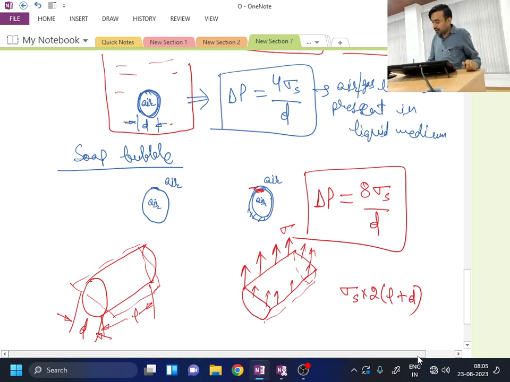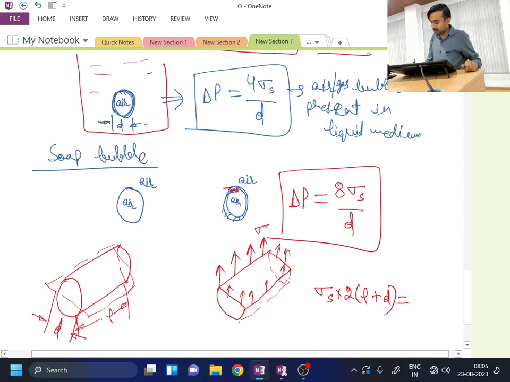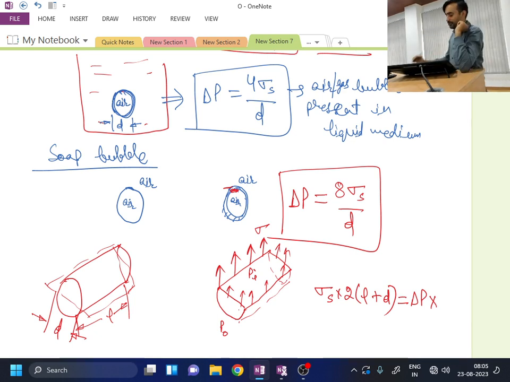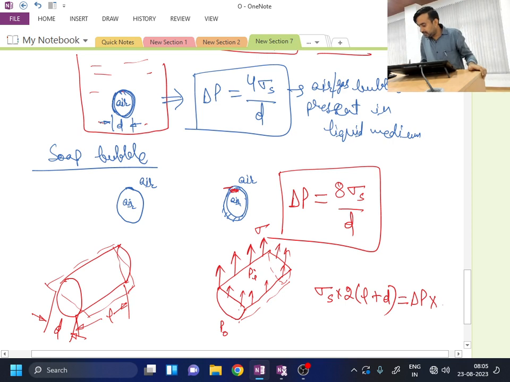And this force now has to be balanced with which force? Pressure force. So let's consider outside pressure is P naught, inside pressure is Pi. So the pressure difference is delta P, and this pressure is acting on the projected area. So what is the projected area if we see from the top? Projected area is a rectangle, L into D. So delta P into L into D.